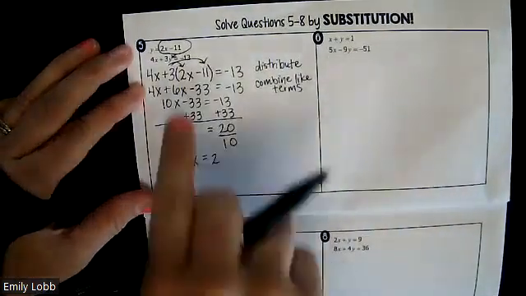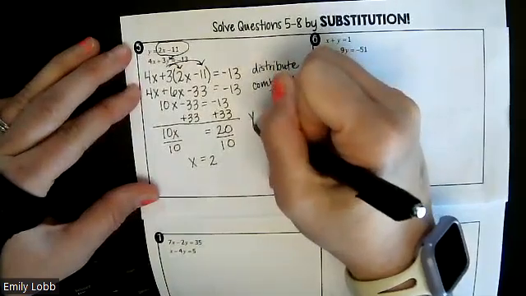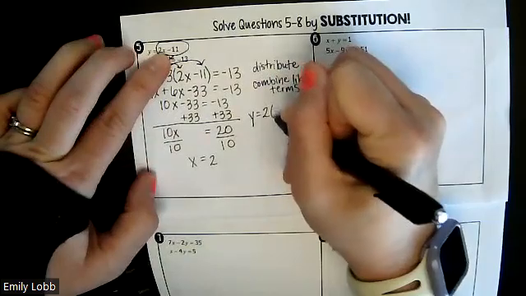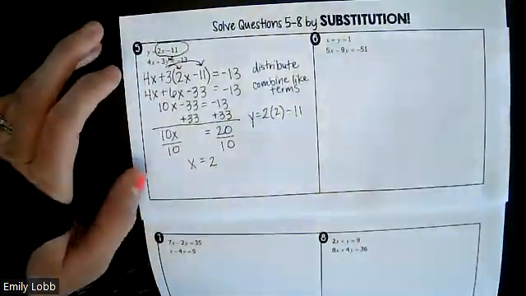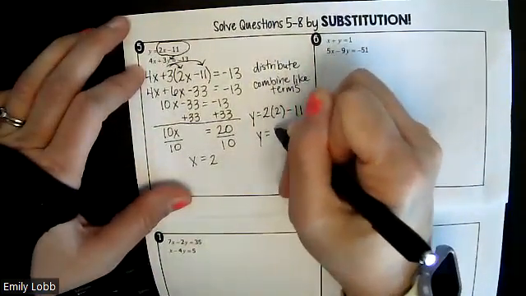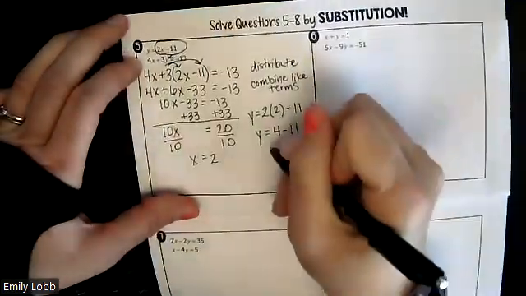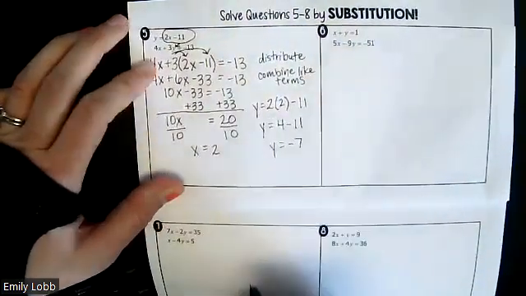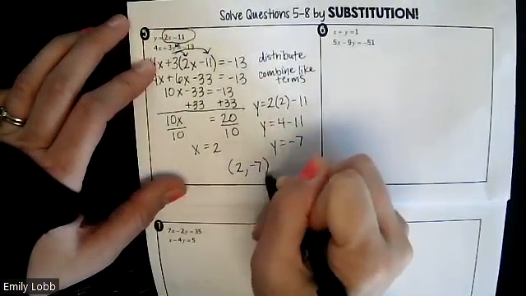Now, remember, I have to put that in for x here. So I have to substitute what x equals in for x. So in place of that x, I'm putting a 2 and then minus 11 so that I can figure out what y equals. So here, y is equal to 4 minus 11. So y equals negative 7. So the answer to this is the point (2, negative 7).